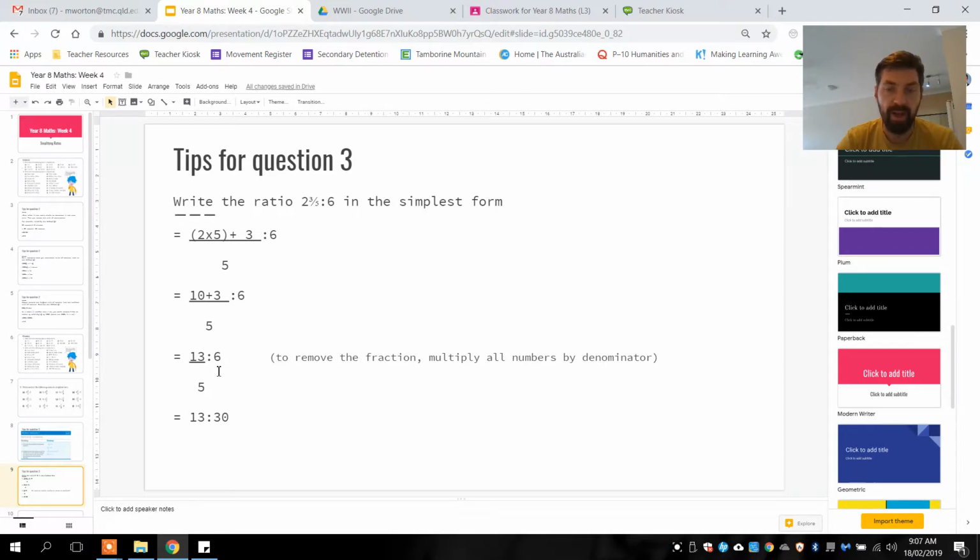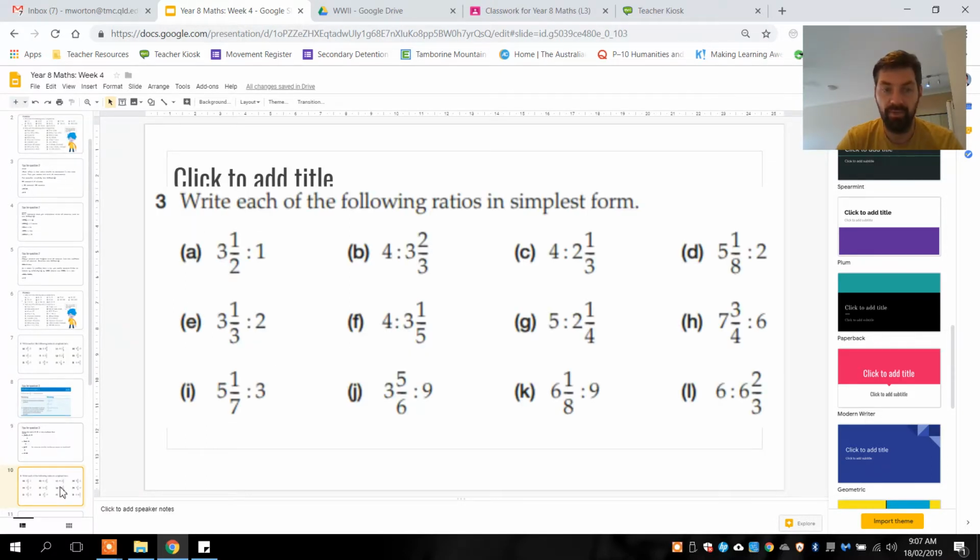To remove the fraction, you multiply all numbers by the denominator. So this is the denominator, the one that's underneath the bottom of the fraction. So multiply 13 over 5 by 5, you get 13. Multiply 87 over 5 by 5, you get 87. And you also have to multiply the 6 by 5 as well. So that simplifies to 13 to 30. So have a go at those.